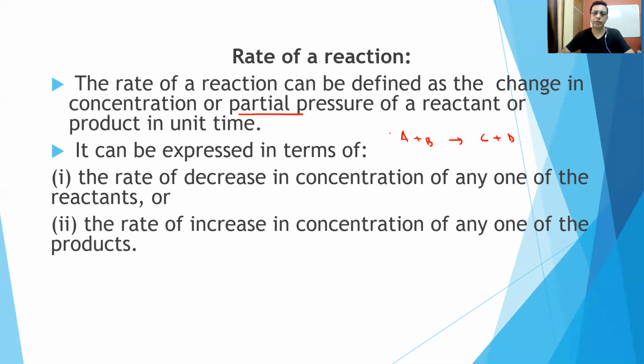So here the concentration of A and B decreases with time, and the concentration of C and D increases with time. So the rate can be expressed as the decrease in concentration of the reactants, that is A and B, in terms of A or in terms of B, or it can be expressed as the increase in concentration of any one of the products, that is C or D. So this is how the rate of a reaction can be expressed. How it is expressed, we'll discuss in the next point. Then this is a thing we should remember, that the rate of a chemical reaction can never be negative. It is always greater than 0.